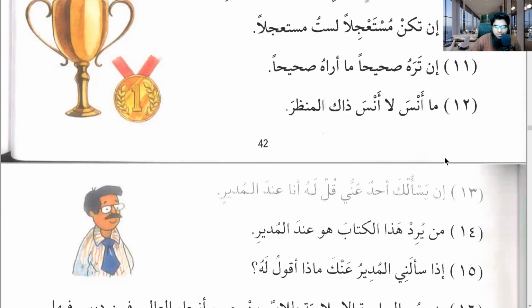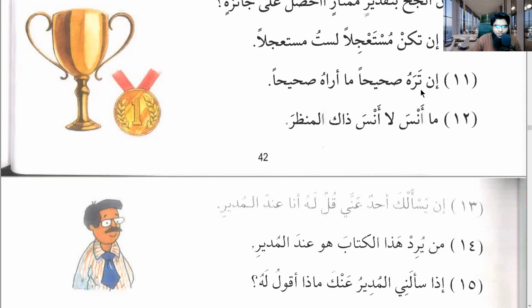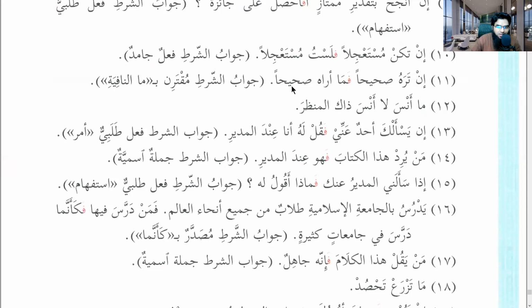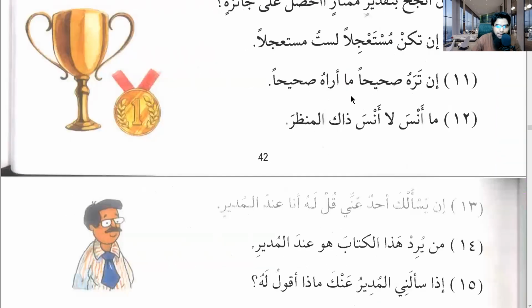Let's do quickly the next 10, because he'll keep repeating the same thing again and again. In tarahu sahihan, ma arahu sahihan. If you see him good, sahihan is healthy, you can say, I don't see him healthy. No, so mark him, so we use fa. Fama arahu sahihan. Why? Ma is also a negation. No, we learned it: fama arahu sahihan. I don't see him healthy.